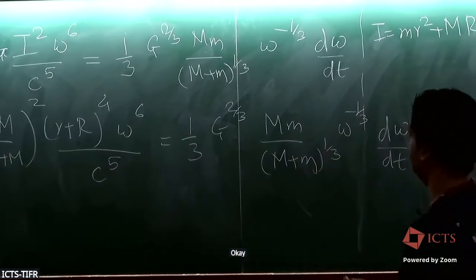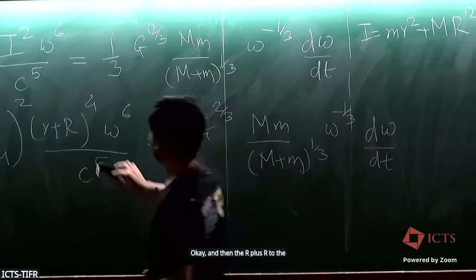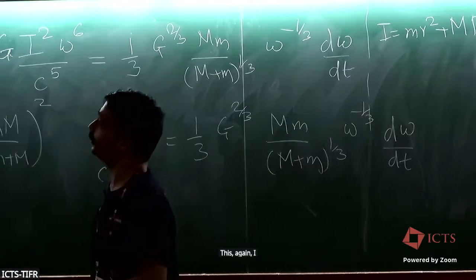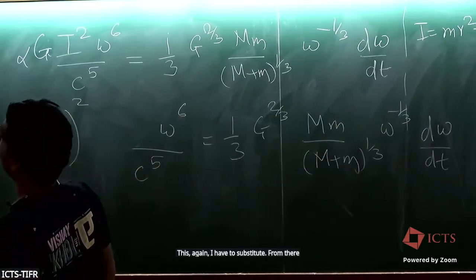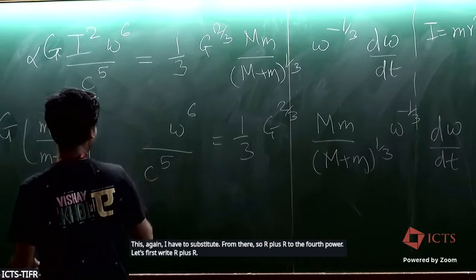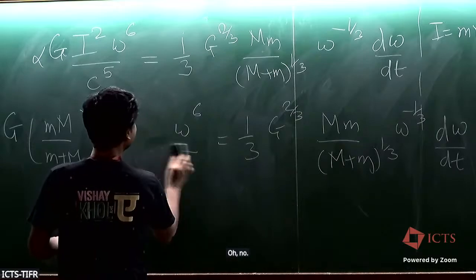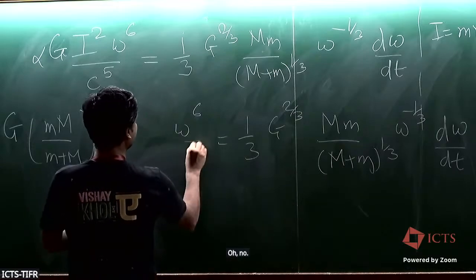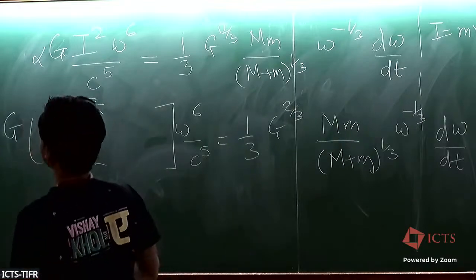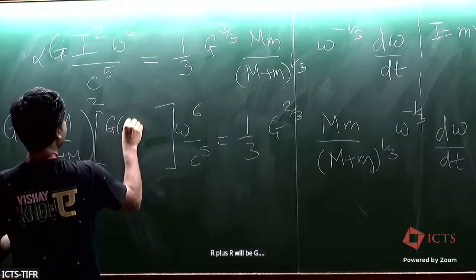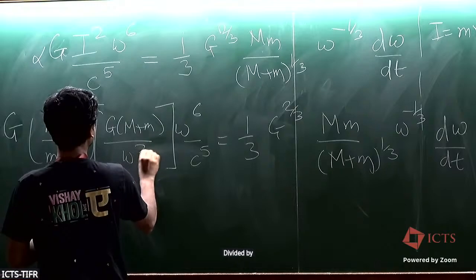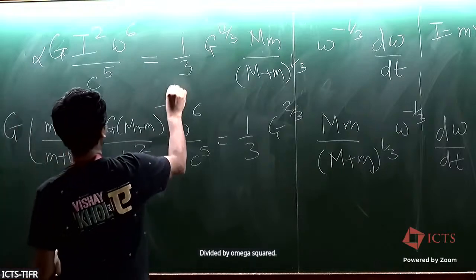Okay, and then the r plus r to the fourth power. This again, I have to substitute from there. So r plus r to the fourth power. Let's first write r plus r. R plus r will be (G(m plus m)/omega squared) to the 1/3, and so this to the 4/3.